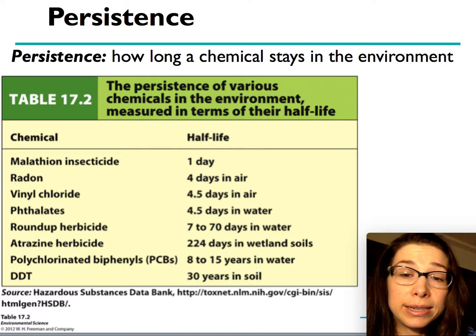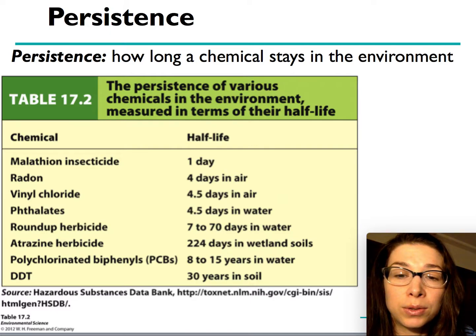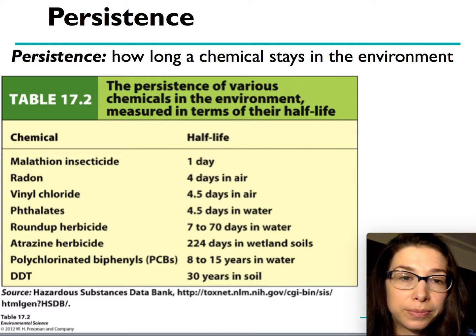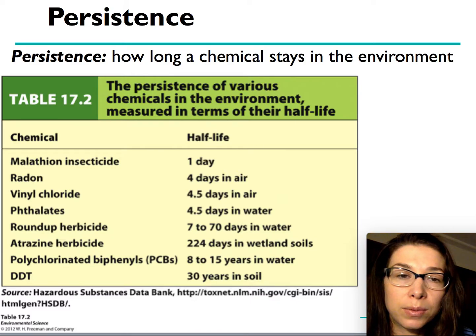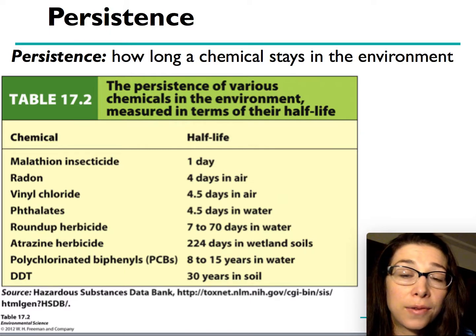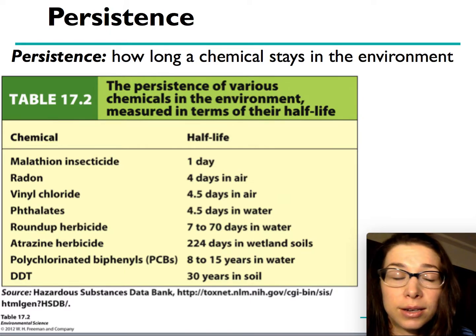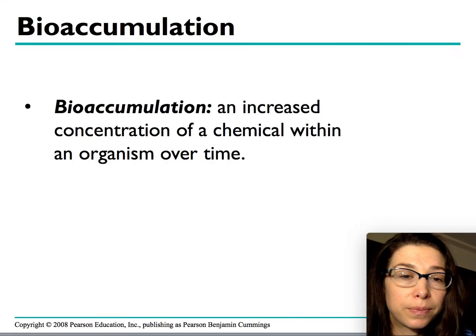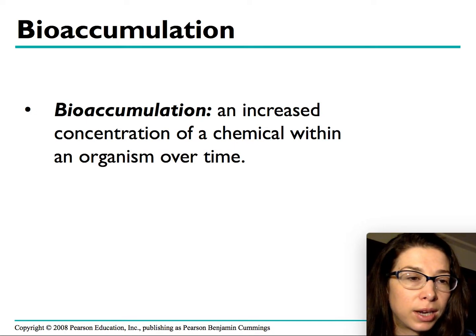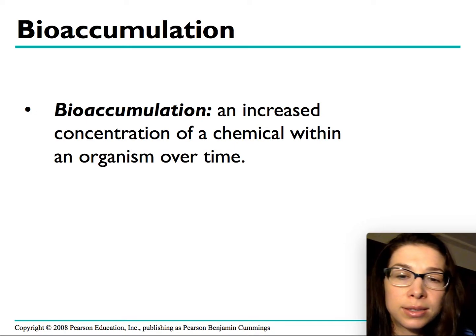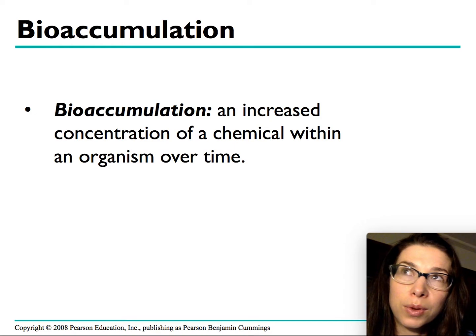So if we look at DDT, it can exist up to 30 years in the soil. So that is a very long half-life, and that's why we want to be very careful with the toxins that we introduce into the environment. Bioaccumulation, as we mentioned, is just the increased concentration of a chemical over time in an organism. That is the basics of the concepts that you are going to need for the reading.